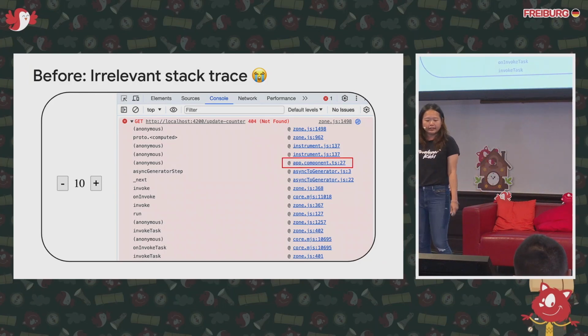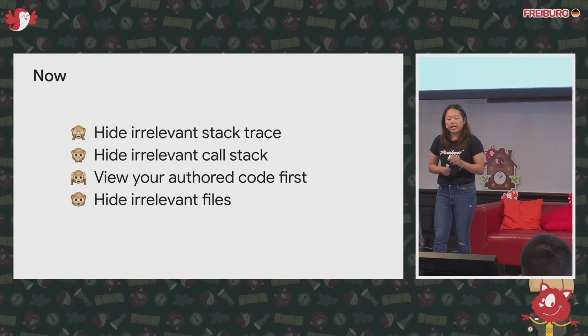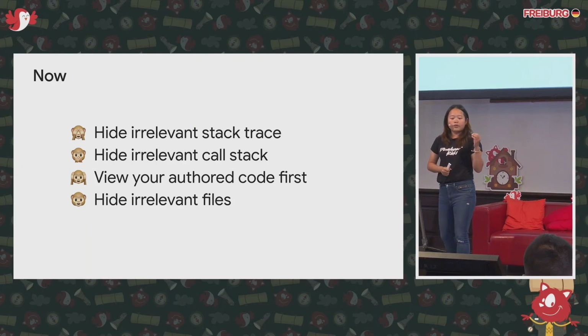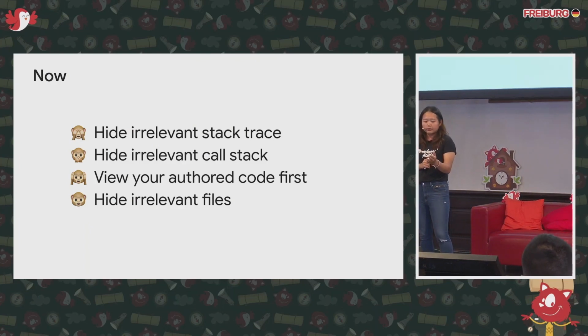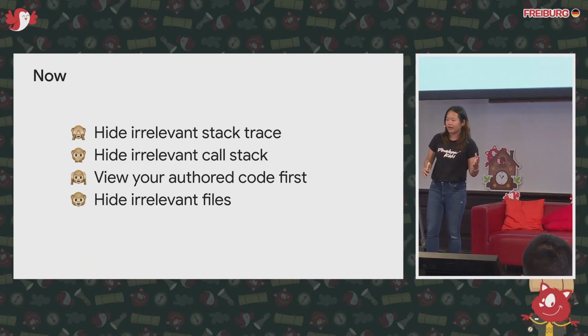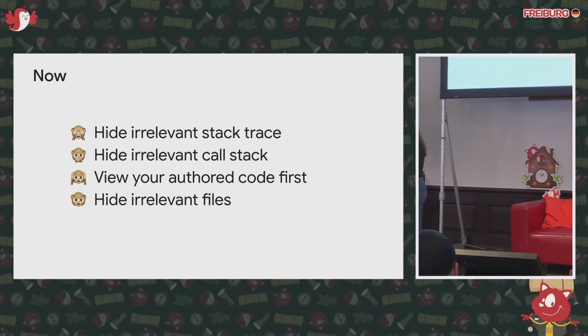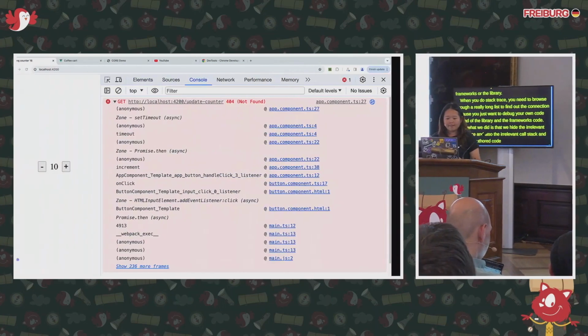So what we did is that now we hide the irrelevant stack trace. We also hide the irrelevant core stack, and we let you view your author code first, and we hide the irrelevant files. What do I mean by that? Let me show you a demo.